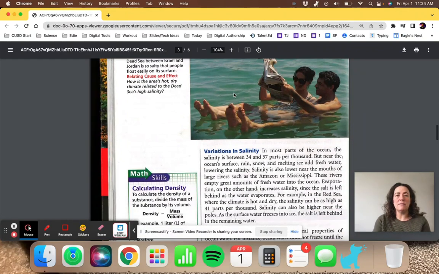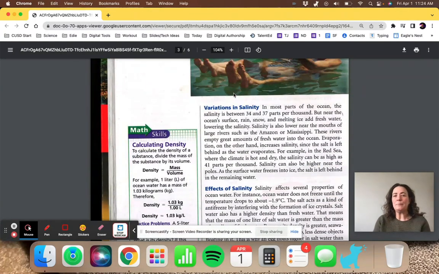And so, what makes the different variations in salinity? We're going to read about that. In most parts of the ocean, the salinity is between 34 and 37 parts per thousand. So that 35 is sort of an average. But near the ocean surface, we have fresh water being added. It says near the ocean surface, rain, snow, and melting ice add fresh water that lowers the salinity. So the surface is slightly lower. Salinity can also be lower near the mouth of a large river, such as the Amazon or Mississippi, because that's fresh water leading into it. These rivers empty great amounts of fresh water into the ocean.